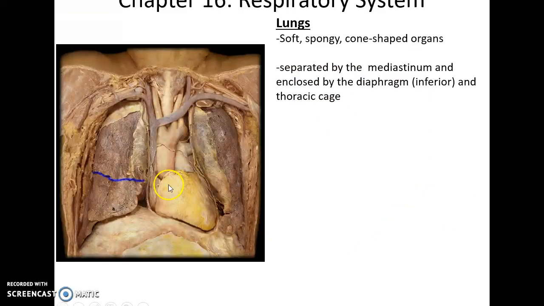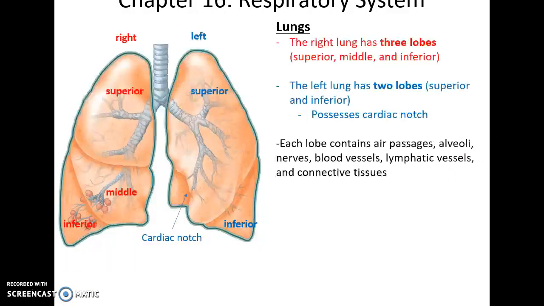The lungs are soft, spongy, cone-shaped structures separated by the mediastinum. Inferior to them is the diaphragm. They're actually attached to the diaphragm, and they're surrounded by the thoracic cage. The right lung has 3 lobes: superior, middle, and inferior. The left lung has 2 lobes: superior and inferior.